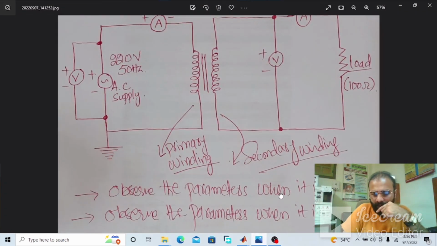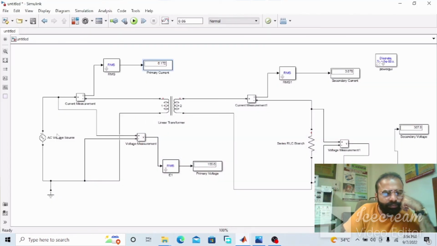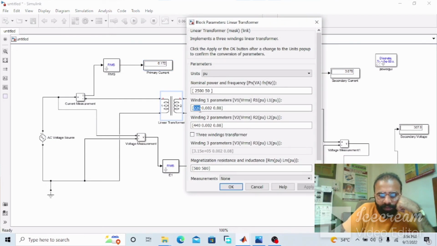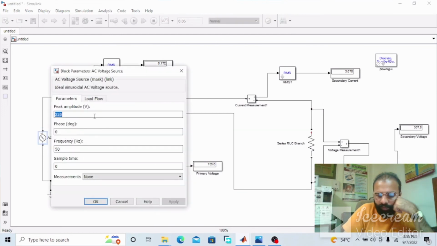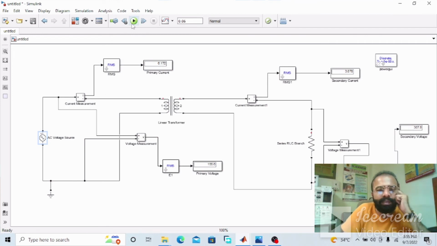Now our second task is to observe the parameters when the transformer is a step down. So now make it a step down. Our winding 1 will be 440 volts and our winding 2 will be 220 volts. We are giving 440 volts to the primary winding. Now simulate this and verify the result.